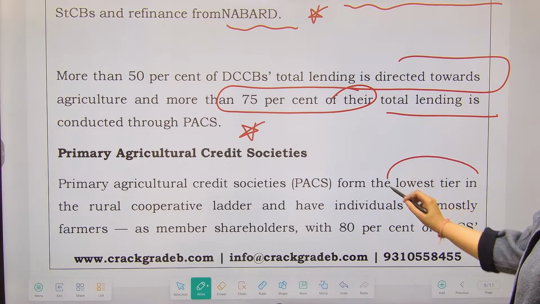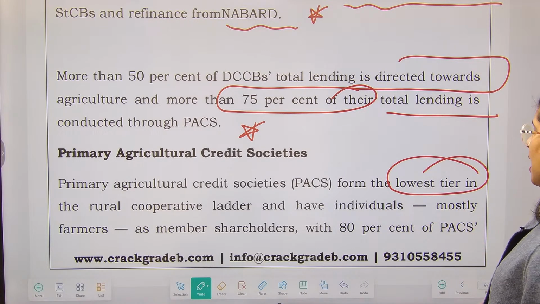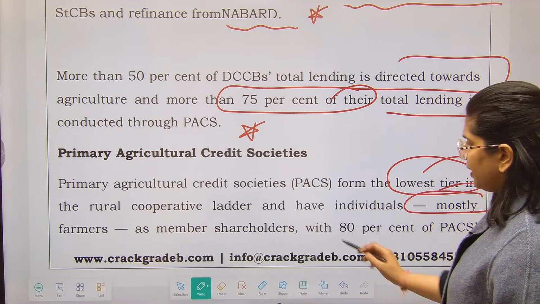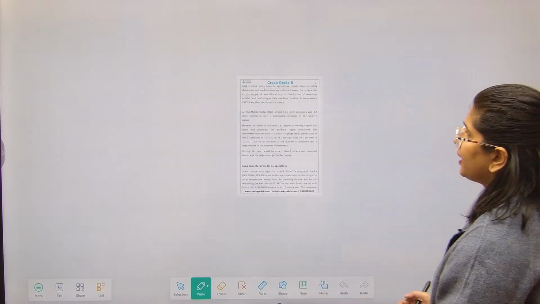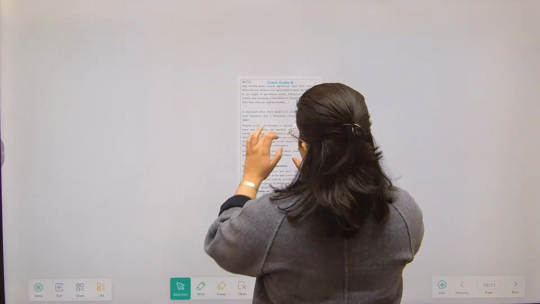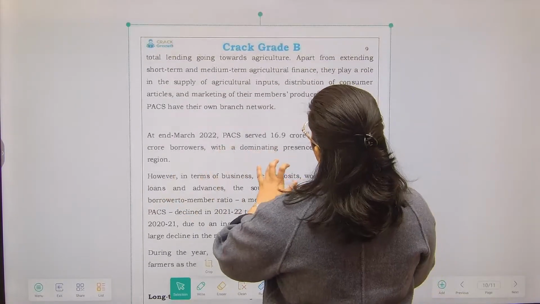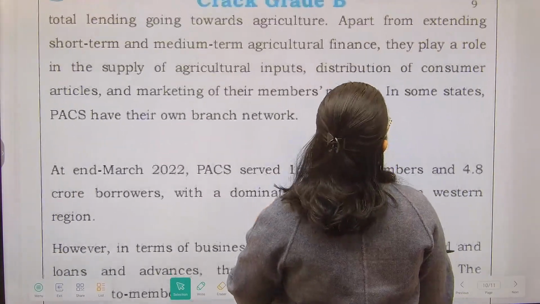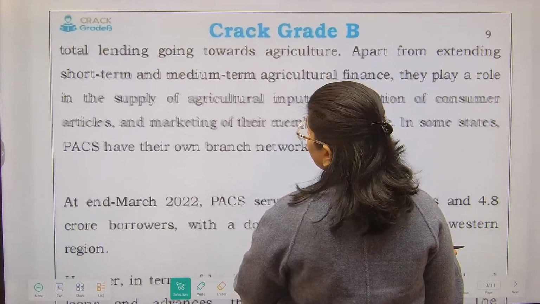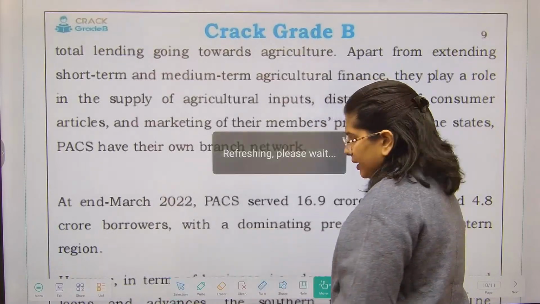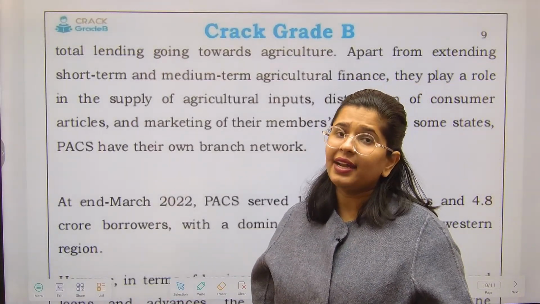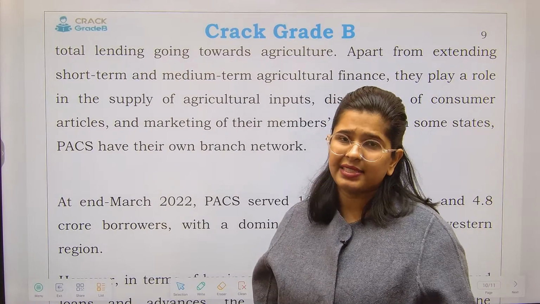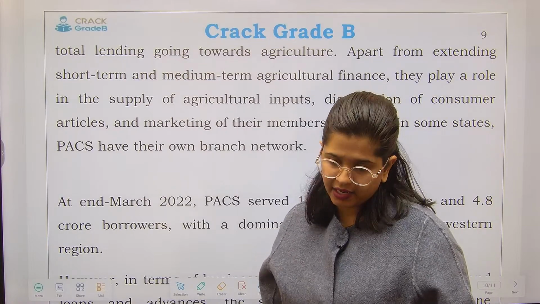They are the lowest tier, and the members are mostly the farmers, and they are member shareholders, with 80% of the primary agriculture credit societies' total lending going towards the agriculture sector. See, in the rural sector you have so many things, agriculture, allied activities, right? Out of that, 80% of the PACS lending is going towards agriculture.